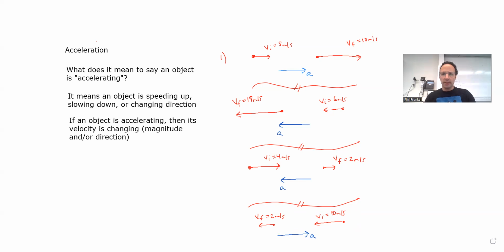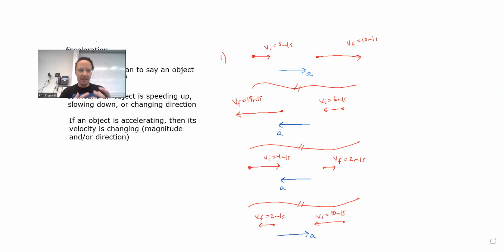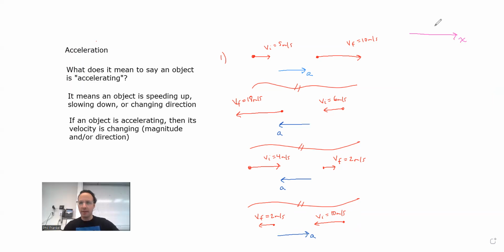Okay, so let's just talk about the sign. Acceleration has a numerical value to it. So let's talk about the sign of the acceleration. Unless stated otherwise, I'm always going to consider my x-axis to point to the right. So the positive direction is to the right, and the negative direction is to the left.